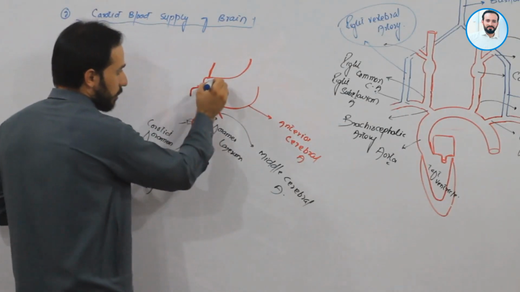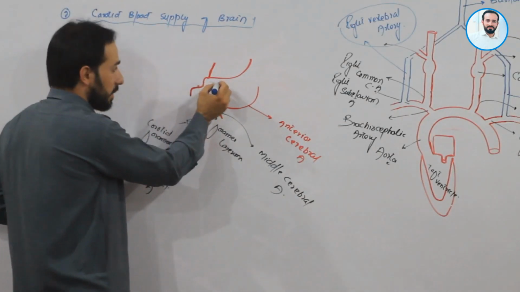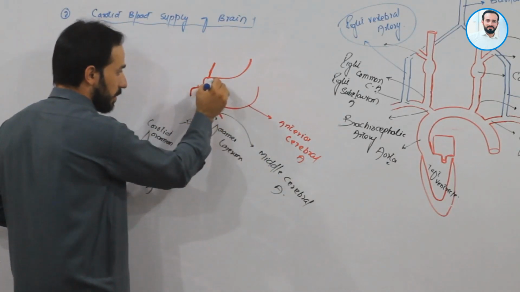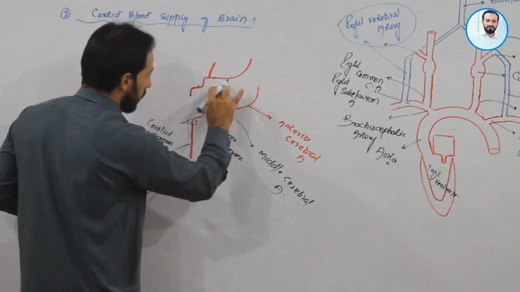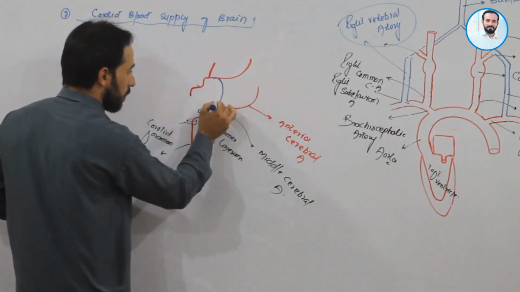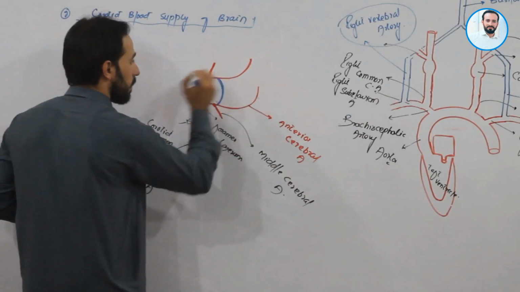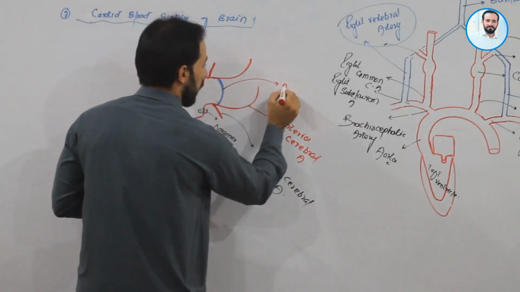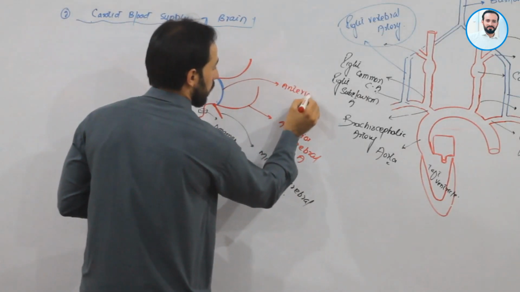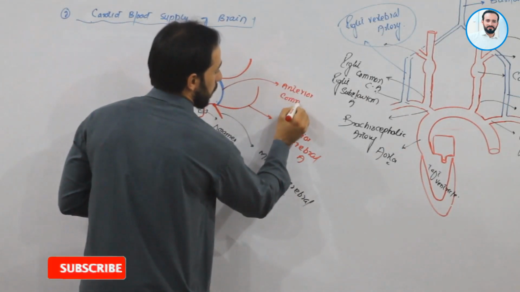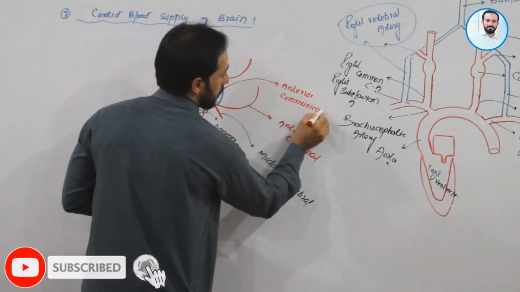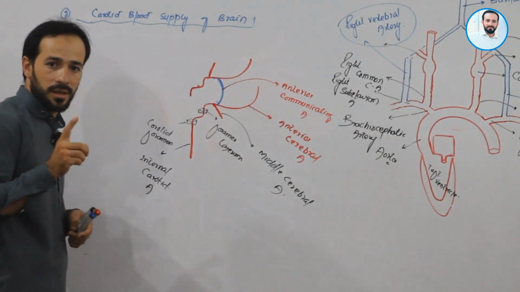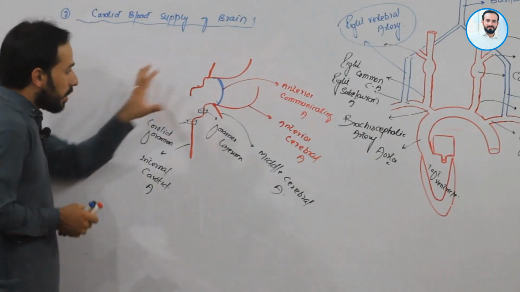Here is an artery which communicates both of them. Right? Here is an artery which communicates the right and left anterior cerebral arteries. This artery communicates both of them, right? So this one is called the anterior communicating artery. Anterior communicating artery. Clear, friends?